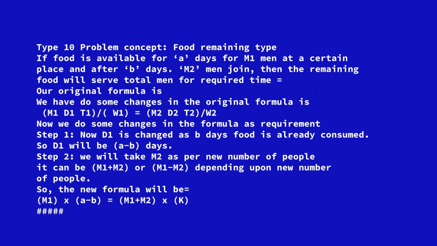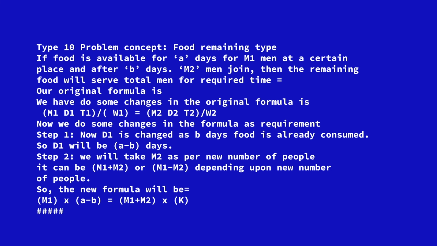But the important thing here, as we have discussed earlier, is that M1 D1 T1 divided by W1 is equal to M2 D2 T2 divided by W2. The formula will remain the same, but cautiously and intelligently we need to change what our new M1 is, what the new D1 is, what the new M2 is and what the new D2 is, as per the situation arising. So we can understand the concept.